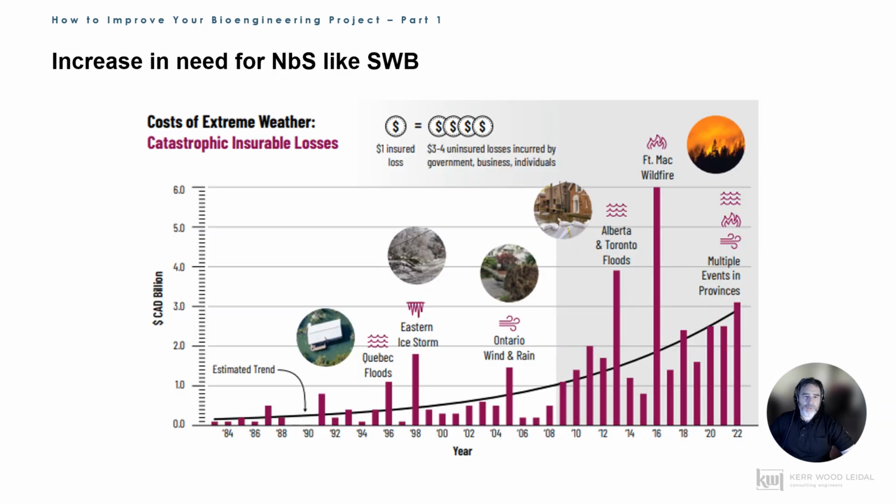There is also an increase in need for bioengineering and green techniques, with an increasing trend in extreme weather and natural disasters, as shown on this chart from the University of Waterloo and the Intact Centre on Climate Adaptation. Nature-based solutions like bioengineering are intended to help mitigate the impact of extreme weather events and provide a green approach to restore areas that have been impacted by severe weather.